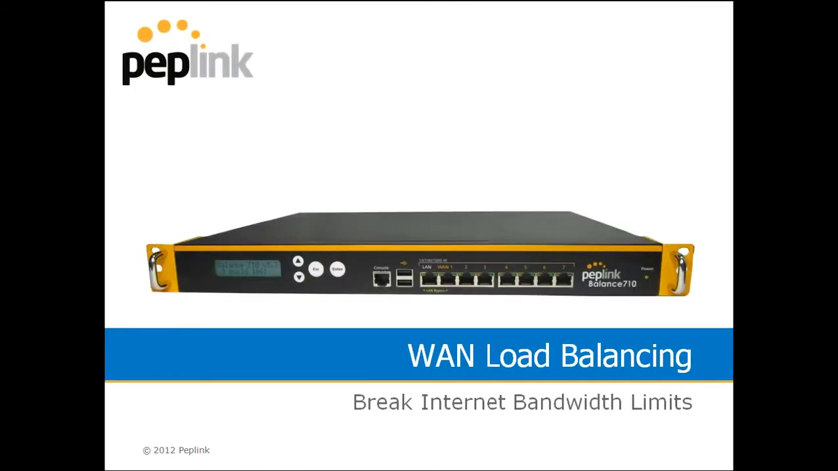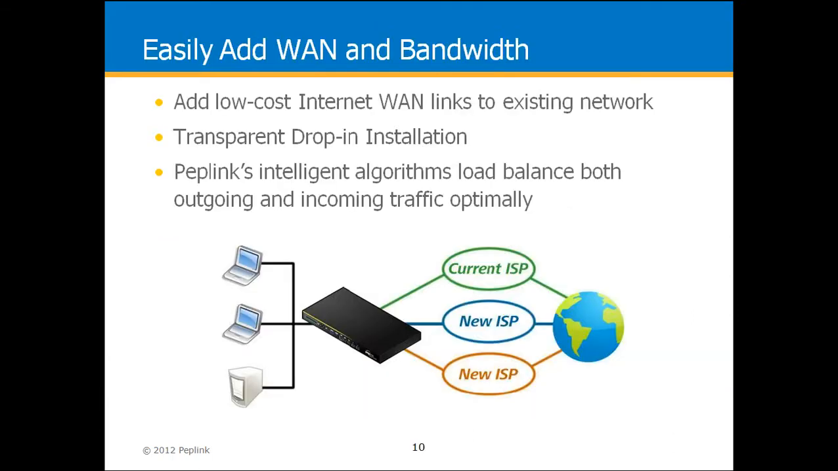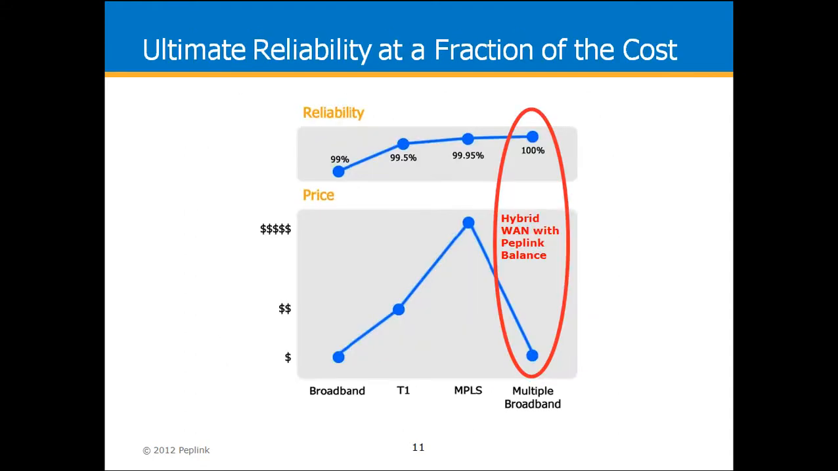Now we'll talk about WAN load balancing. Easily add WAN and bandwidth. Add low-cost internet links to an existing network. We have a transparent method of drop-in installation, which makes it a breeze to drop it into an existing network. Peplink's intelligent algorithms load balance both the outgoing and incoming traffic optimally. Ultimate reliability at a fraction of the cost.